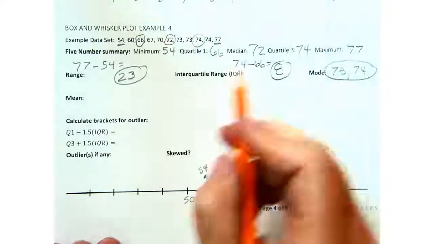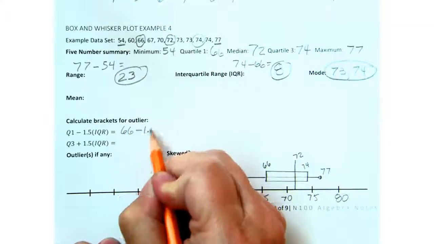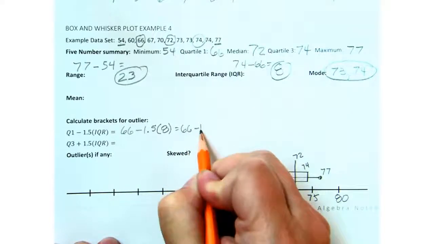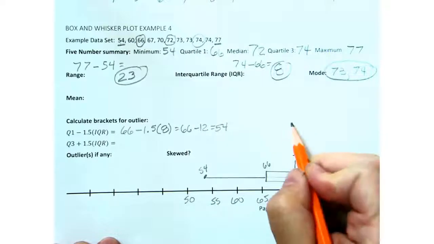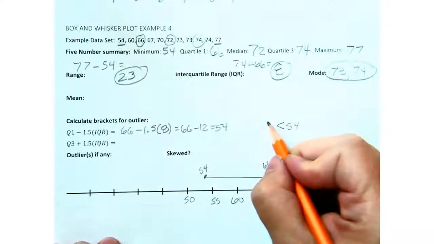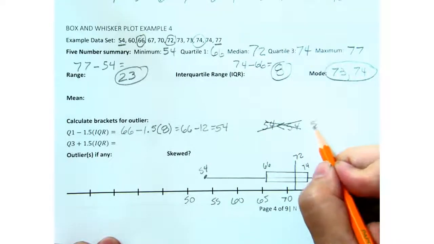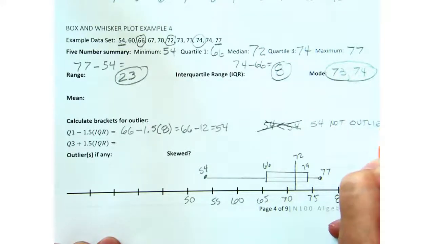Now let's check for outliers. Let's start with quartile 1, 66, minus 1.5 times 8. This gives us 66 minus 12, or 54. Is there a number in the data set that is less than 54? 54 is not less than itself, so there is no outlier at the lower end of this data set. 54 is not an outlier.